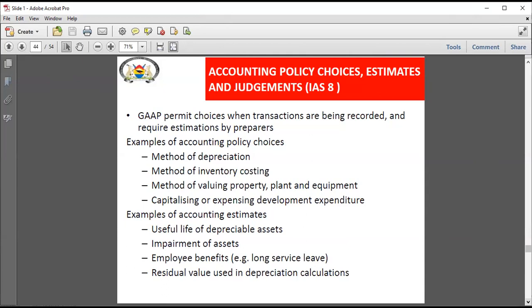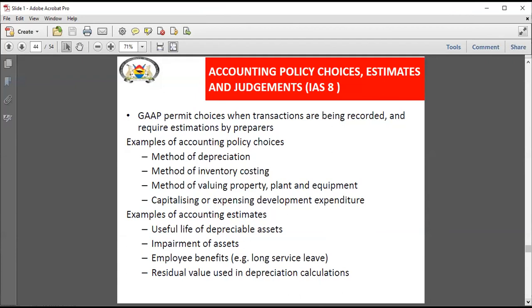And then we have accounting estimates. Remember, those were accounting policy choices. We also have accounting estimates. Similar to the method of depreciation, an accounting estimate is the useful life of a depreciable asset. For you to say that that motor vehicle is estimated to be in place for 10 years is an accounting estimate. And that GAAP allows you to make that estimate.